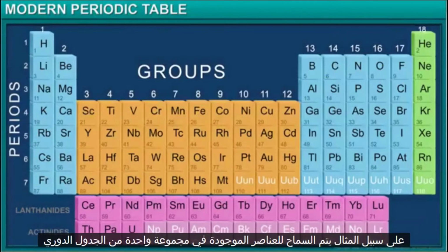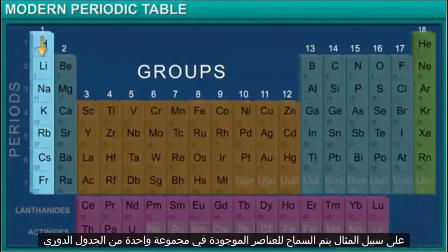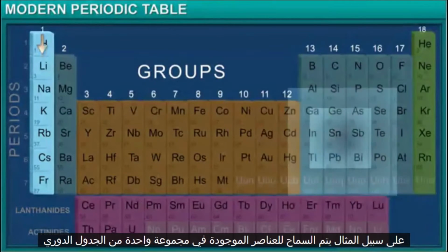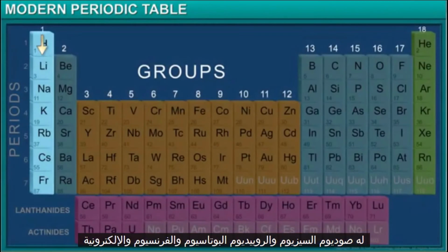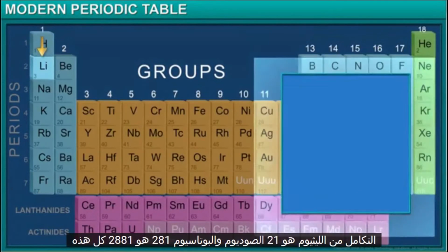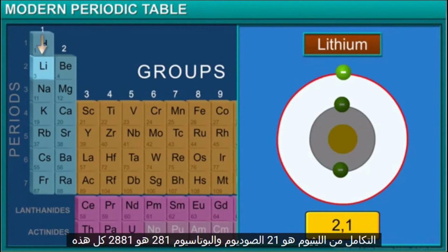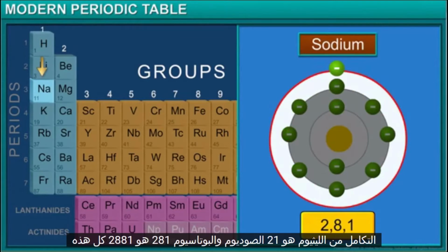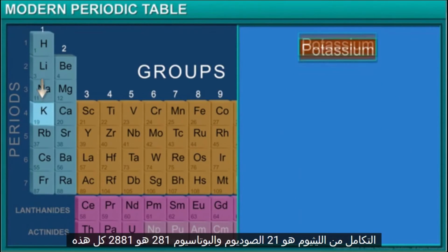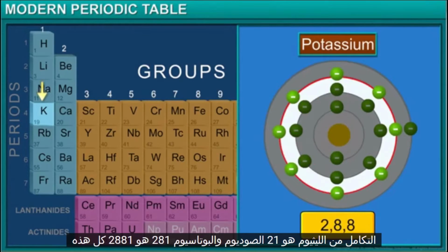For example, the elements present in group 1 of the periodic table are lithium, sodium, potassium, rubidium, cesium, and francium. The electronic configuration of lithium is 2, 1. Sodium is 2, 8, 1. And potassium is 2, 8, 8, 1.